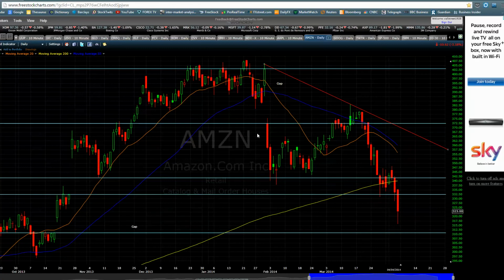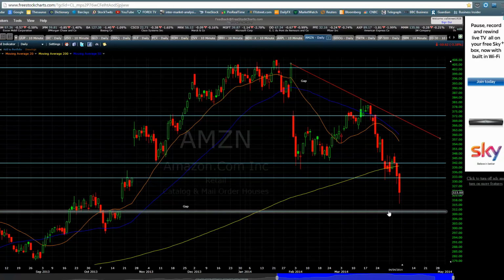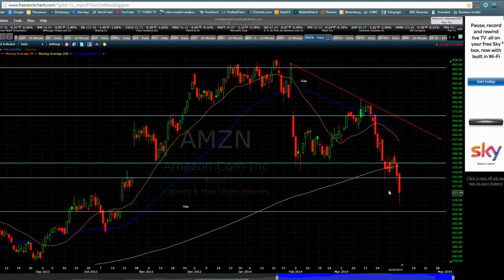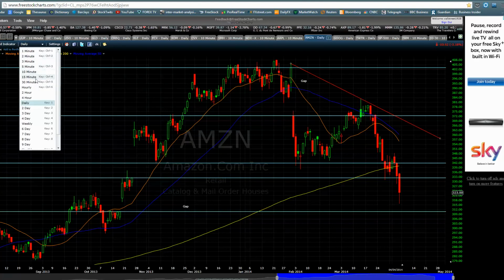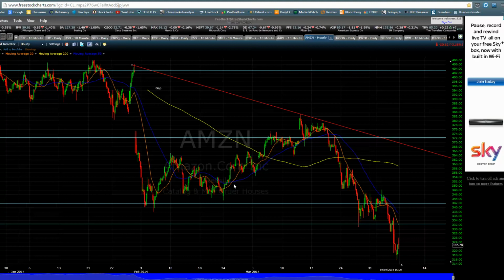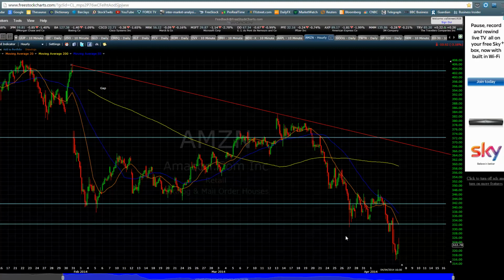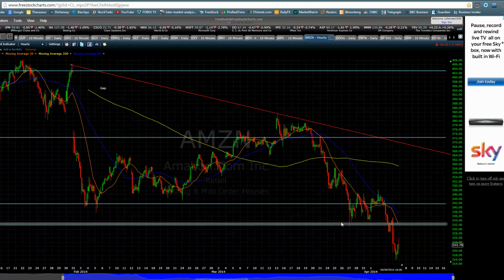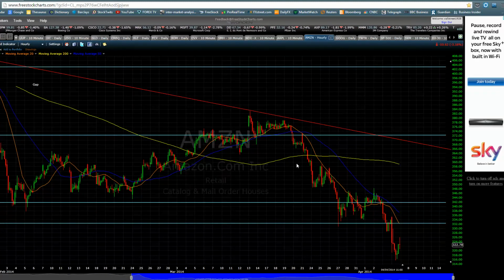So let's have a look at Amazon. Amazon approaching gap fill support. Again, Amazon is approaching gap fill support, and that's on a daily chart. Let's have a look at a 60-minute chart, see if you can find any more clues there. The 60-minute chart doesn't look good, certainly doesn't look good from my perspective. It certainly remains vulnerable.